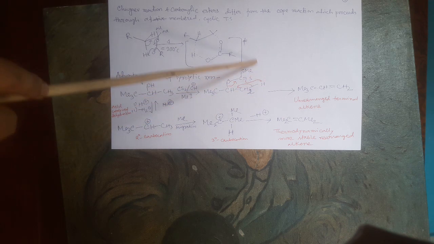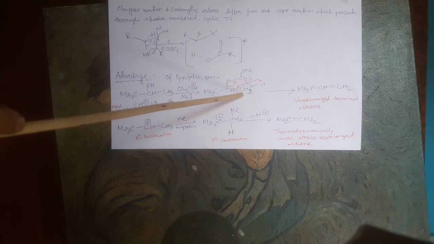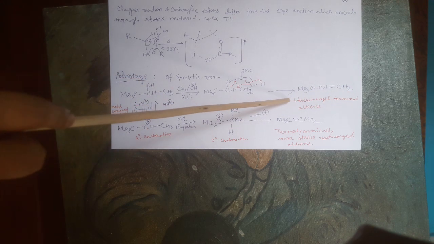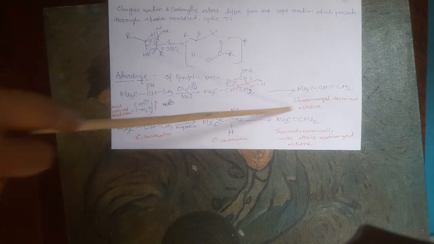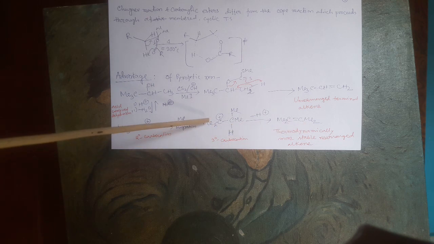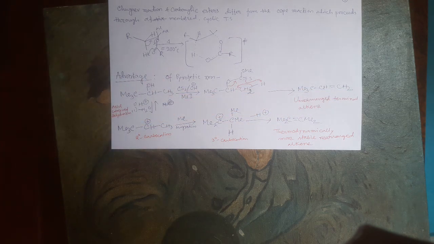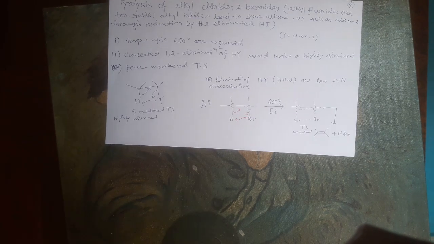This compound is formed, that means a xanthate compound formed. After formation of this compound, in presence of high temperature, what happened? This unrearranged terminal alkene is formed. So it is an advantage of these pyrolytic reactions: without rearrangement of this methyl group, we can get an unrearranged terminal alkene.